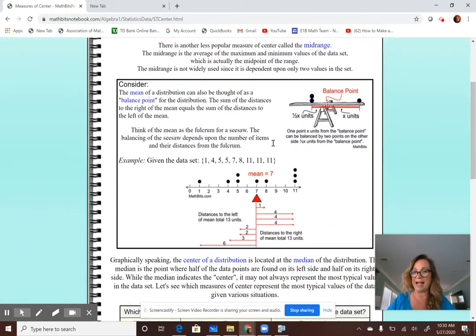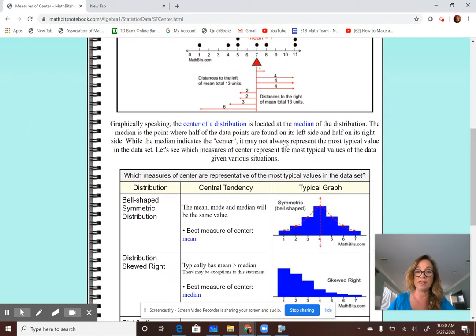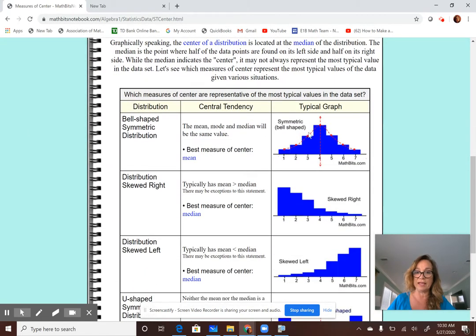We call the mean kind of sensitive because the mean does not do well when there's outliers. The mean is really affected by outliers, okay? So if you look at this first one right here, this is symmetric, it's bell-shaped. And when things are symmetrical, we say use the mean.